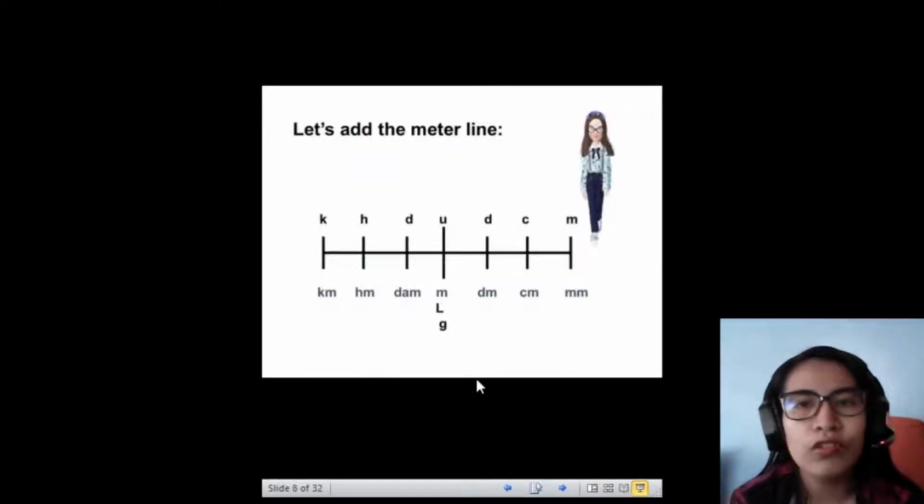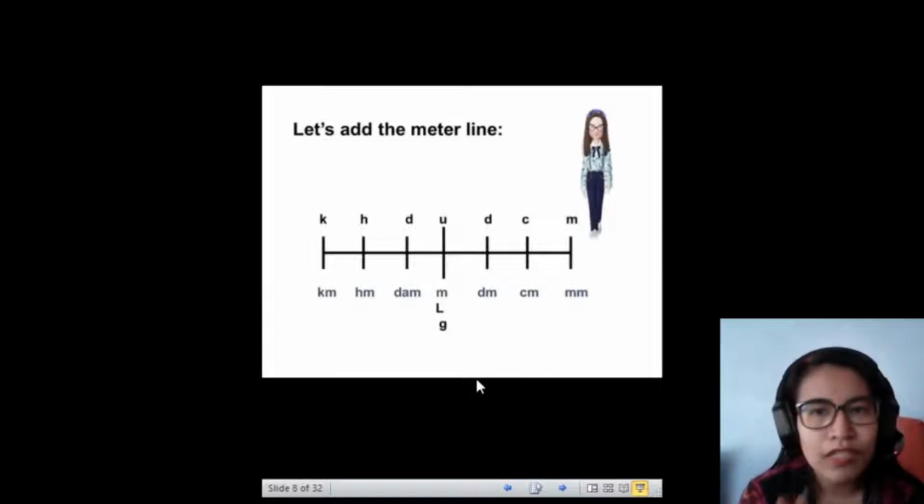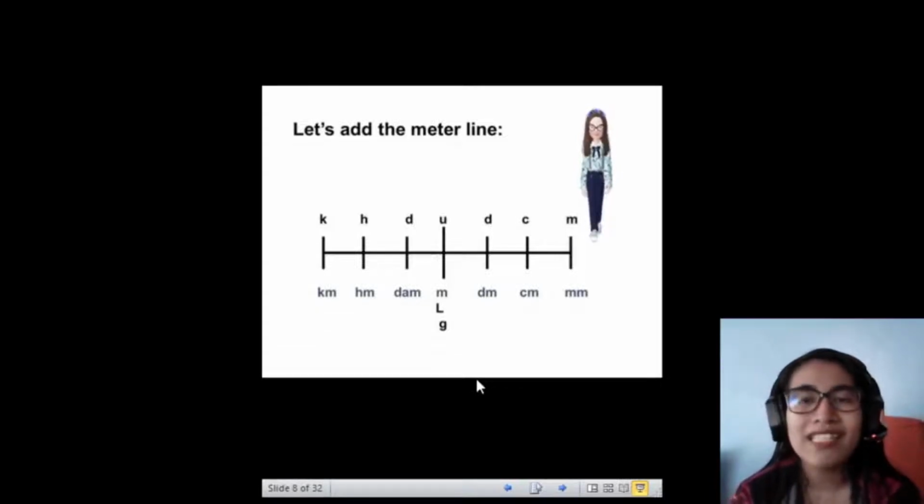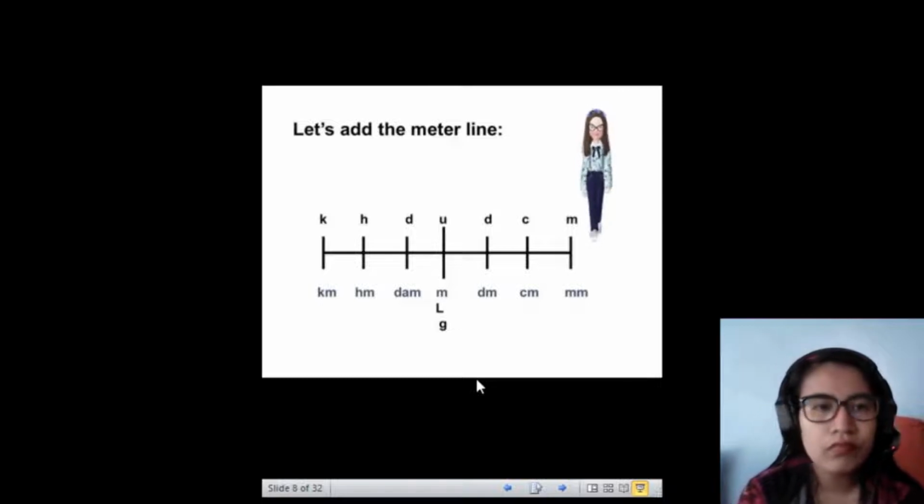Here is what we call the conversion line or the meter line. In the middle of that conversion line or the meter line, we have what we call the unit or the basic unit. So we have the meter for letter M. Here it is. The liter for letter L and gram for letter G.